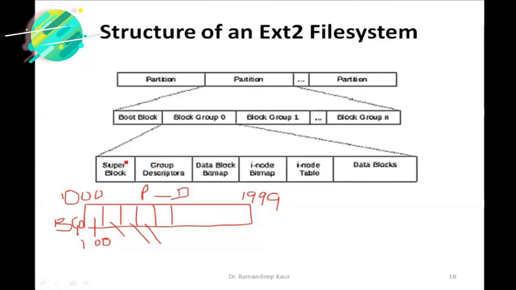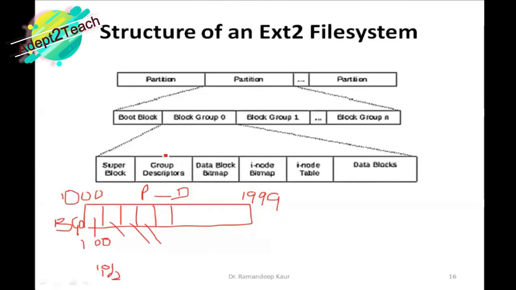So every block group will have a super block, group descriptors, data block bitmap, inode bitmap, inode table and actual data blocks. So in the first block group, which is of size 100, the first block, 101, will comprise the super block. Block number 102 will comprise the group descriptors. Then 103 is the data block bitmap, 104 the inode bitmap, 105 the inode table, and 106 to 199 will be available as data blocks for actually storing the data.